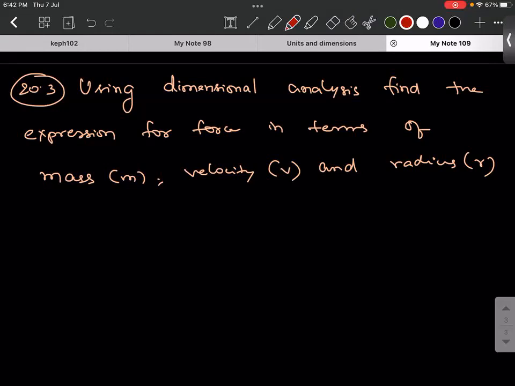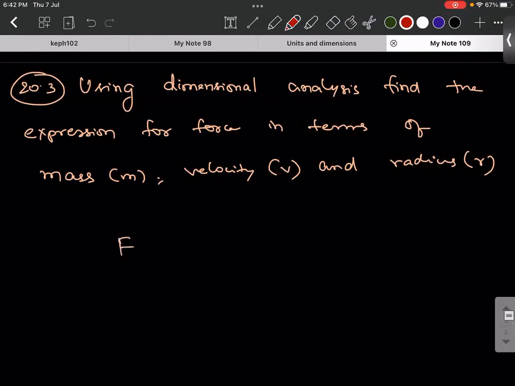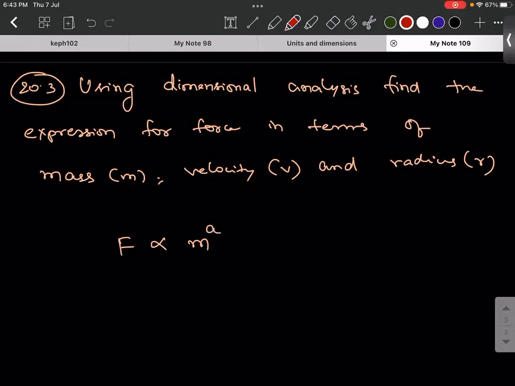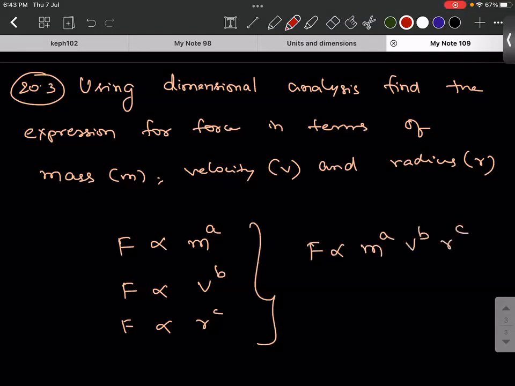How you are supposed to start is, let us say force is dependent. Whenever you say dependent, you write the symbol proportional. Force is dependent on mass, let's say A times. I don't know what that A is. Similarly, force is dependent on velocity, some B times, and force is dependent on radius, some C times. If I combine everything, force is dependent on mass power A, V power B, and R power C.